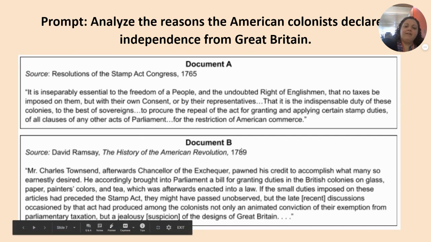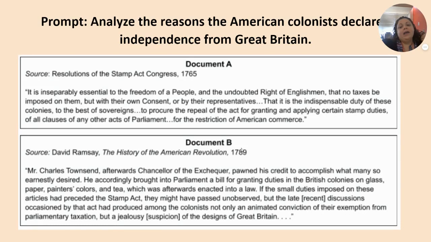So both of these have something in common. They're about taxation, they're about taxes on the colonies, and they're about representation in Parliament as well. And you could link those in any way.